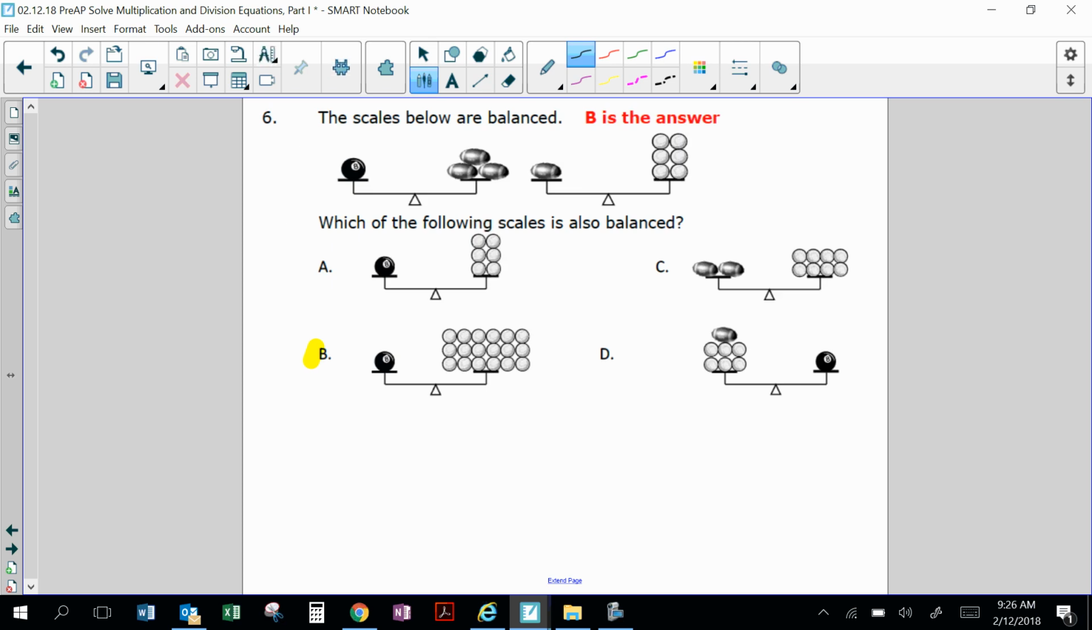Number 6, the answer is B, because each football represents 6 white balls. So this football has 6 white balls, this football has 6 white balls, this football has 6 white balls, so it's a total of 18 white balls. So an 8 ball is equivalent to 8 white balls in pool.